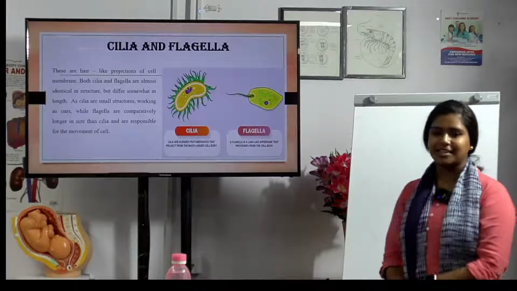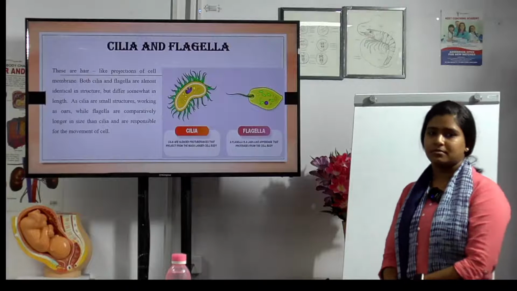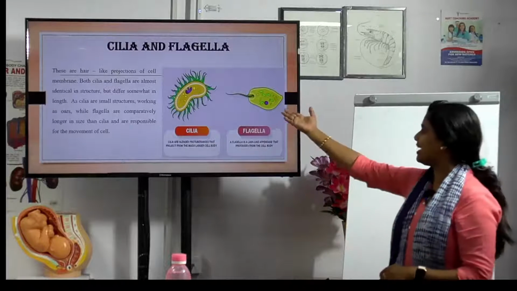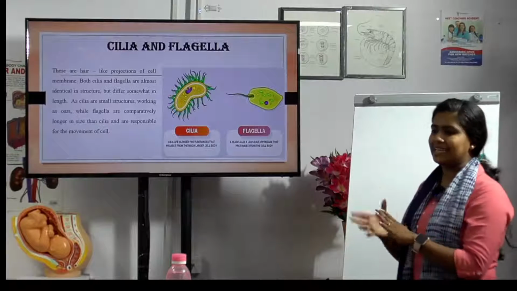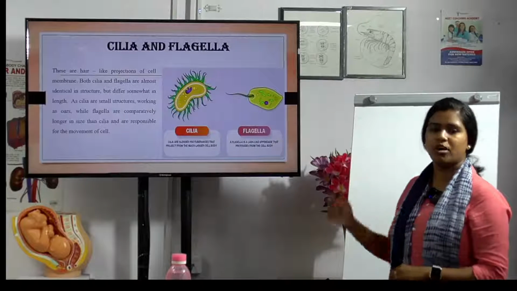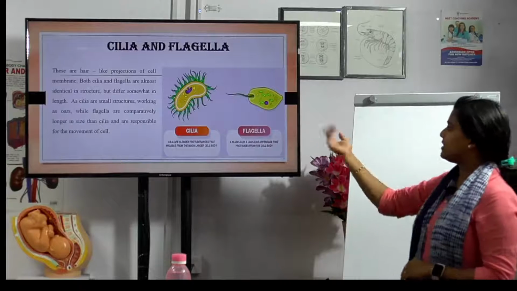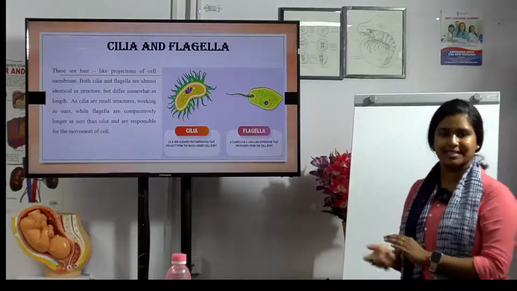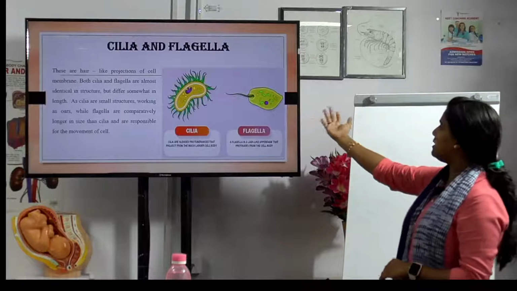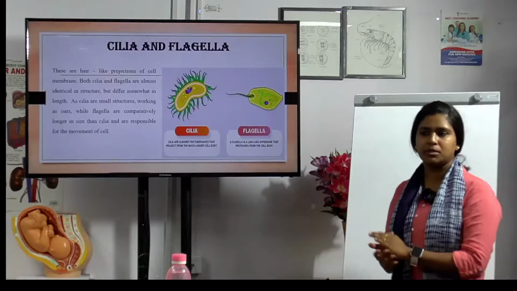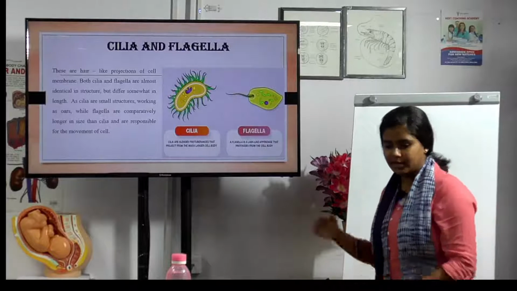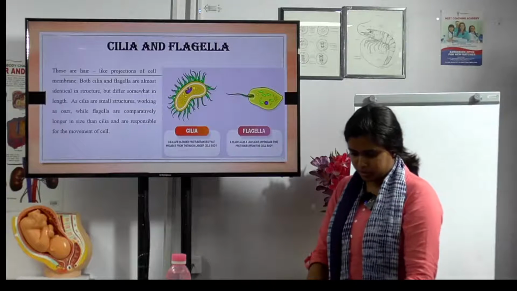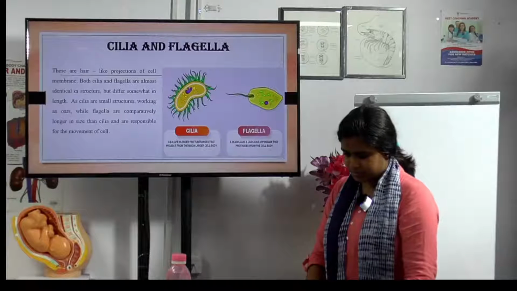Now it's cilia and flagella. What are cilia and flagella? External projections. That's correct. External projections we saw in earlier slides. Both are almost identical in structure but differ somewhat in length only. Cilia are small structures working as oars, while flagella are longer in size. Both are responsible for movement of the cell only. It is based upon the organism, it differs, but both function in the same way.